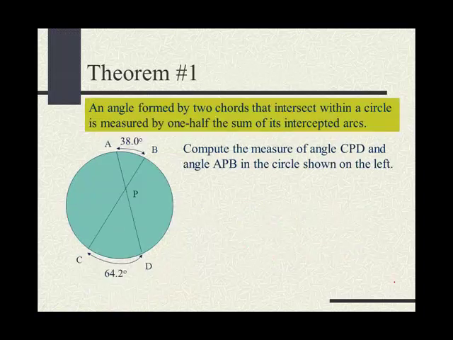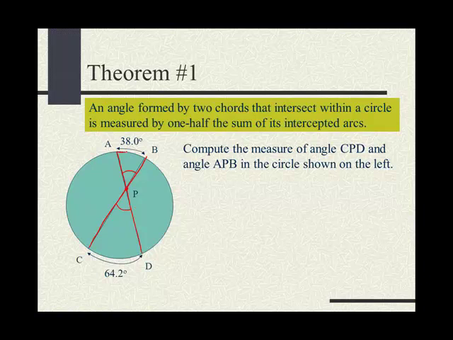Let's look at our first theorem for today. It says an angle formed by two chords that intersect within a circle is measured by 1/2 the sum of its intercepted arcs. Let's look at the diagram below and see how this applies to this theorem. We do have two chords drawn in the circle, and they intersect at that point P. I want you to notice that that point P is not at the center of the circle. Therefore, the angle APB and the angle CPD are not central angles. They are vertical angles, so they are equal to each other, but they are not central angles.